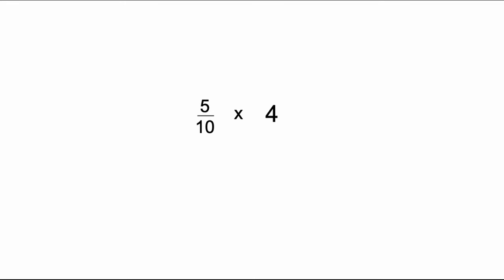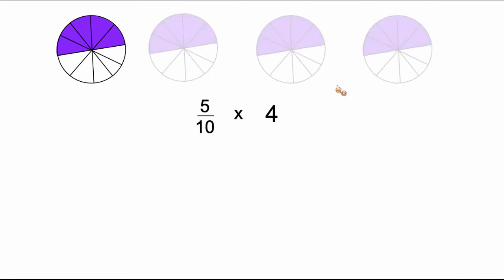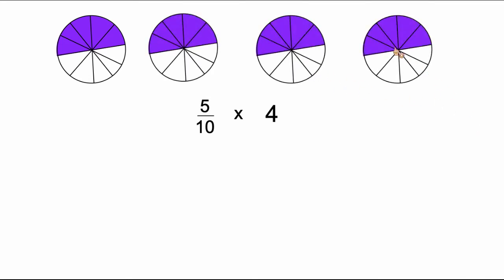Let's look at another one. All right, so here we have 5/10 times 4. So again, if we're going to model that, 5/10 just means 5 out of 10. And if we're multiplying that by 4, that just means we need that picture 4 times. So if we went ahead and added 5, 5, 5, and 5, that would give us 20. So we'll go ahead and multiply this way. 5 times 4 is 20. We're going to keep that denominator the same. 20/10. Now this is an improper fraction, so we're going to need to go ahead and fix that.